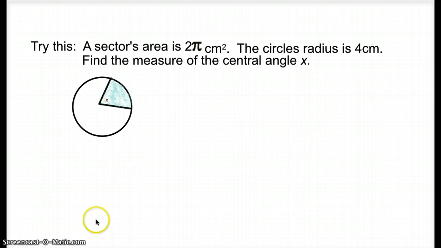Here's one for you to try. This time the sector's area is 2 pi square centimeters. The circle's radius is 4 centimeters. Find the measure of the central angle, which is indicated by x. Take a moment, pause the video, and when you come back, you'll have the solution to check.